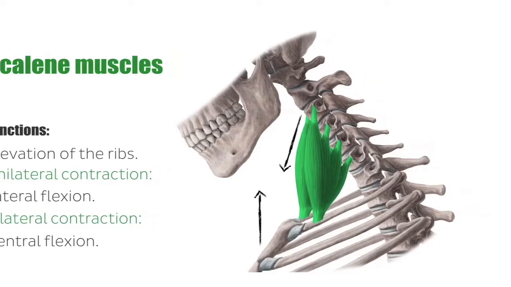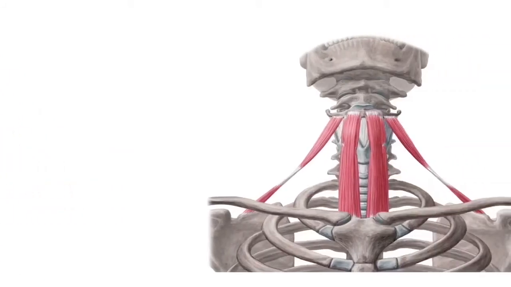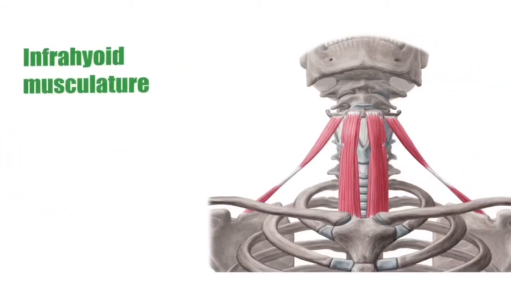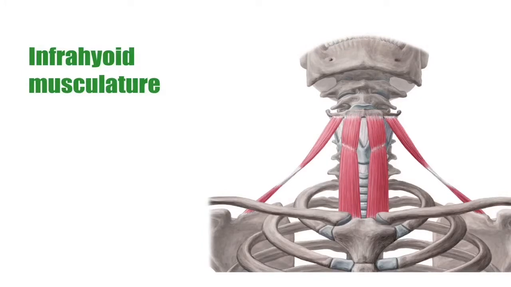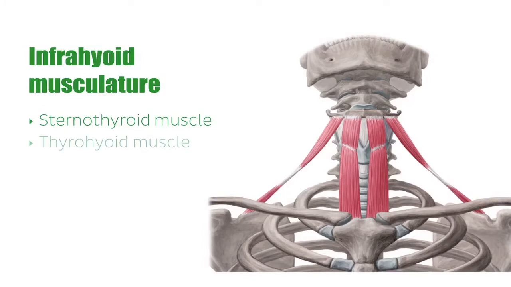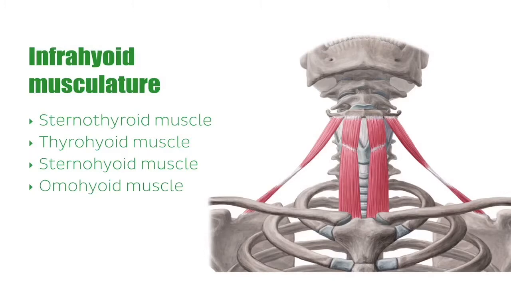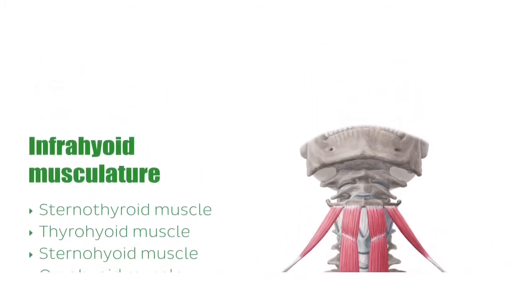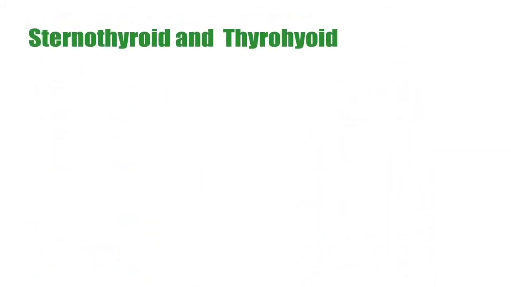We are now ready to move on to the next group of muscles that you see now on the screen. Now these are known as the infrahyoid muscles, and there is a list of 4 muscles that we need to go over: the sternothyroid, the thyrohyoid, the sternohyoid, and the omohyoid. Now do not panic. These names are a bit tricky, but they kind of offer you clues on where these muscles are going to be attaching to.